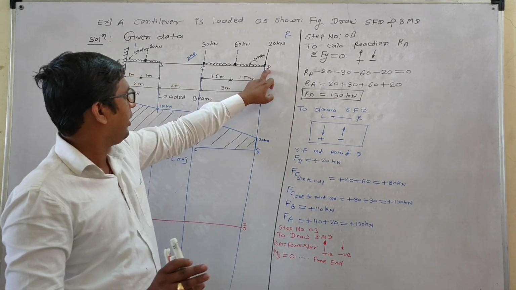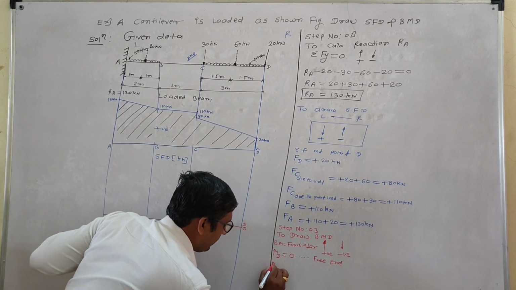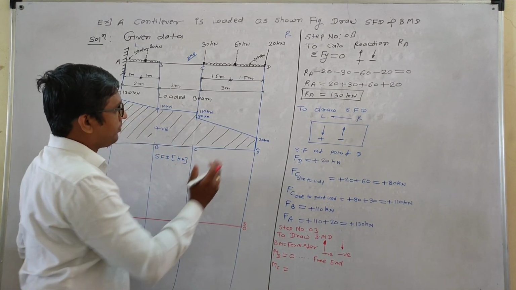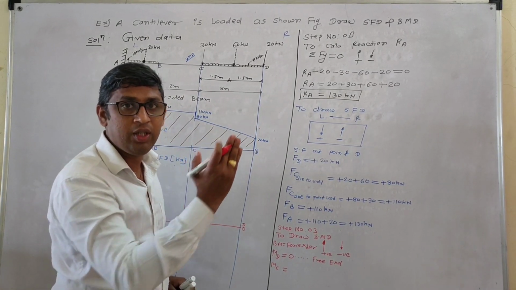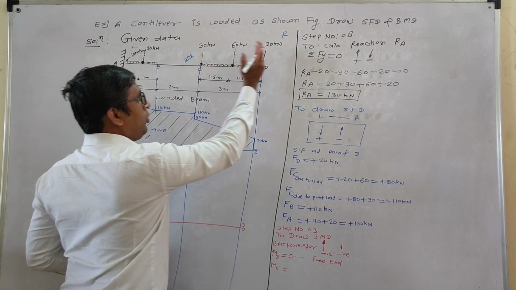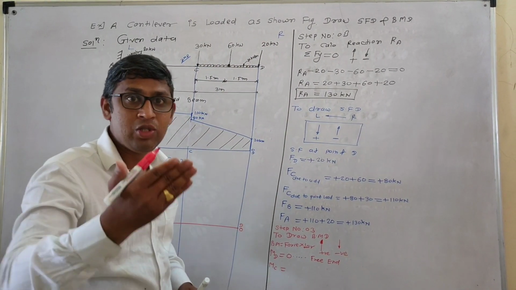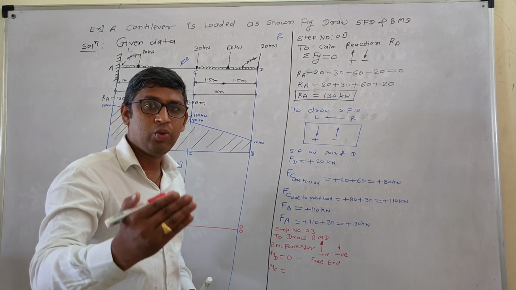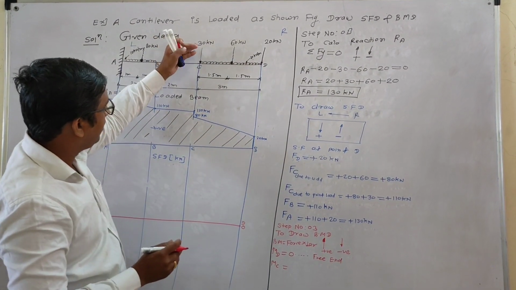The next point is what? See, bending moment at point C. Again, the concept is what? You have to start from the free end. Bending moment means what? Force into perpendicular distance. Then start from the free end.